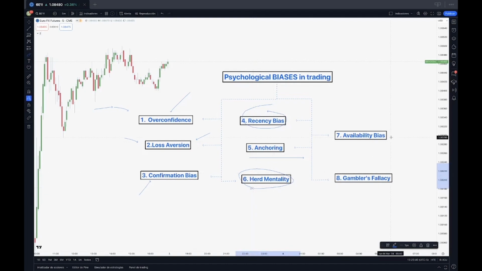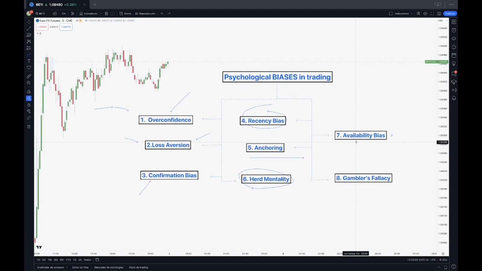Then we have the availability bias. What does that mean? Traders overweight information that is readily available or easily recalled, such as recent news headlines or personal experiences, without considering the full range of relevant information.